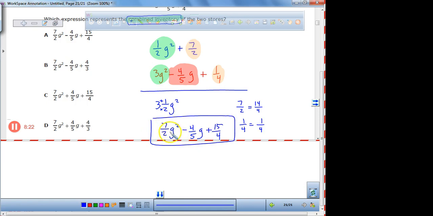Then we look for the answer. 7 over 2g squared minus 4 over 5g, 4/5 of g plus. Looks like it's answer choice A.